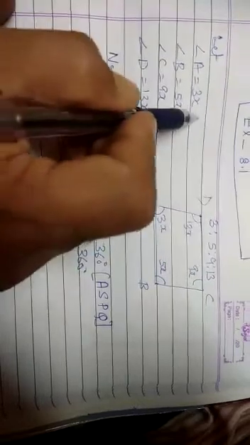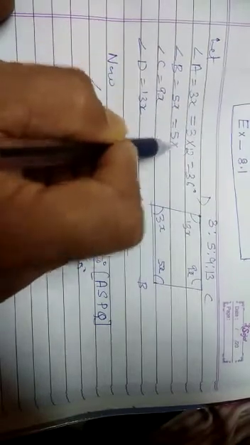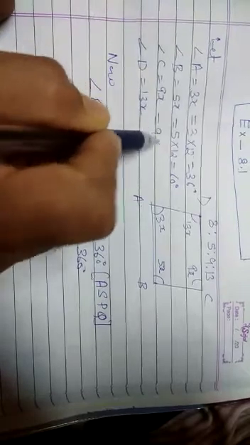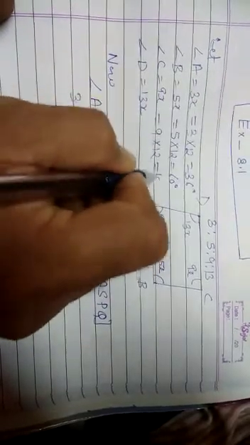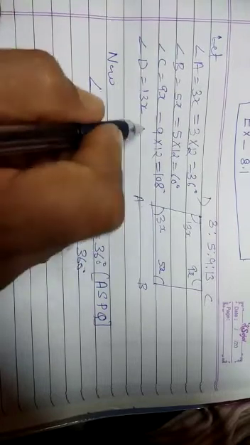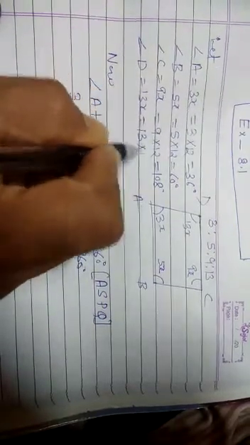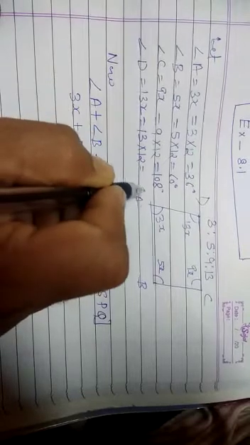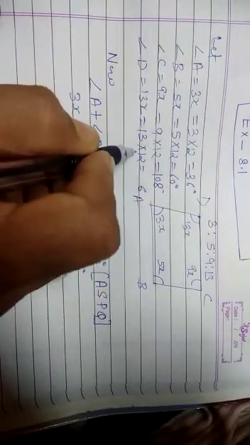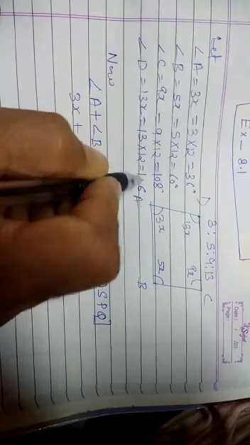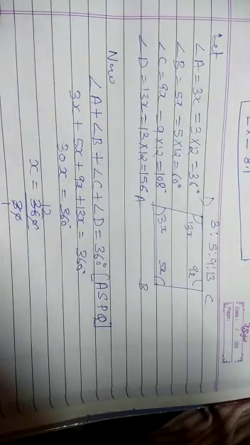Now we can easily calculate the angles A, B, C, D. Angle A will be equal to 3 into 12, which is 36 degrees. Angle B is 5x, 5 into 12, 60 degrees. Angle C is 9x, 9 into 12, 108 degrees. And angle D is 13x, 13 into 12, which is 156. So these are the four angles.